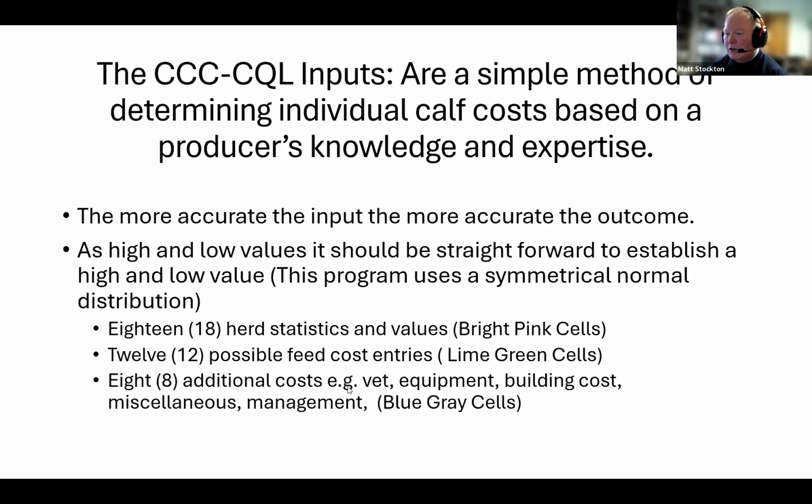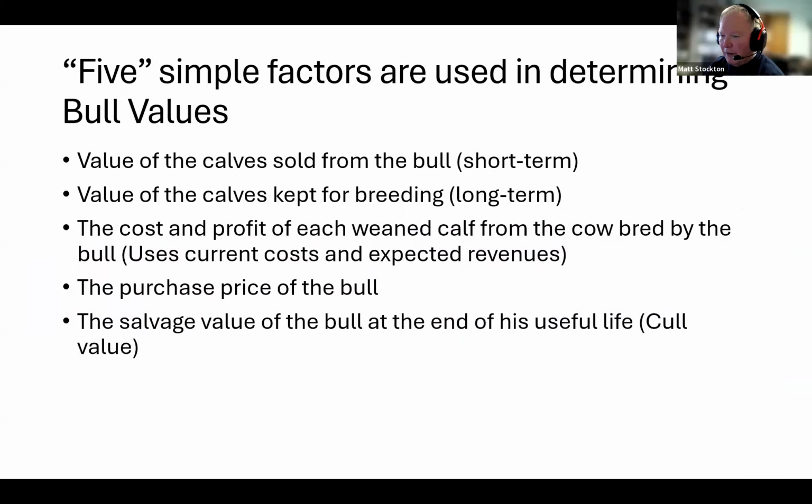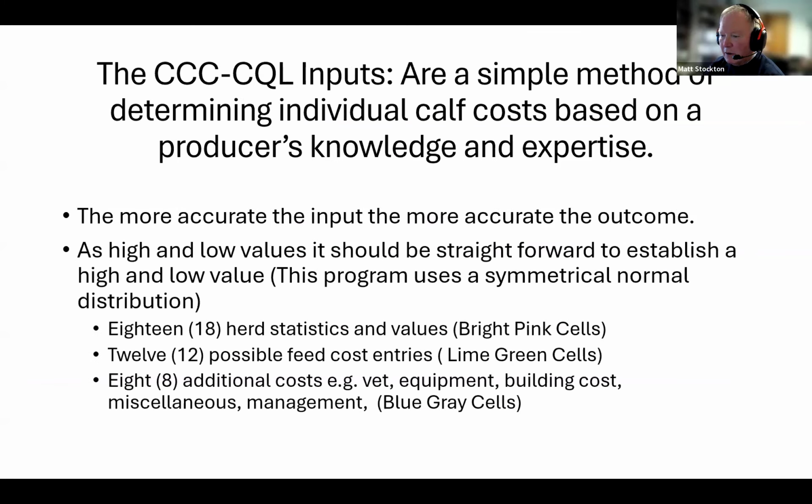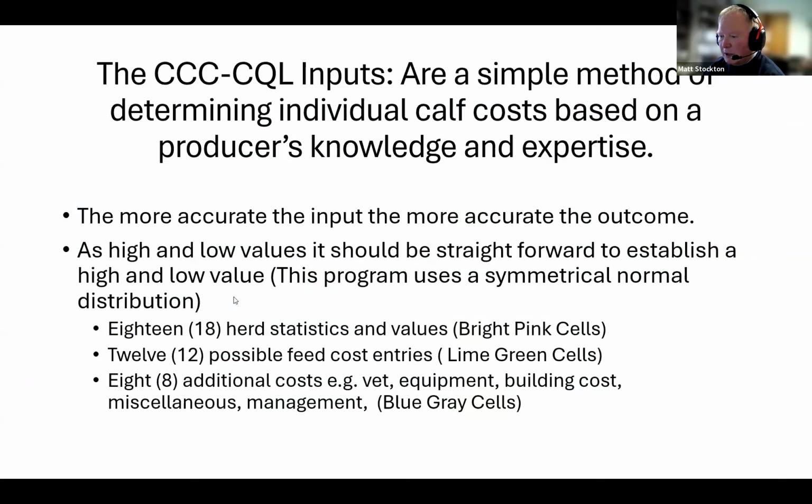And then there are 8 additional costs such as vet, building costs, miscellaneous, and management, and these are the blue-gray cells. These are lime green. So let's move to the next part. These are the number of pink cells. Now look, these numbers over here on the side are the line numbers. If you go back to the sheet itself, there it is. You'll have line numbers right here. See? These line numbers match up with the line numbers I'm showing you.